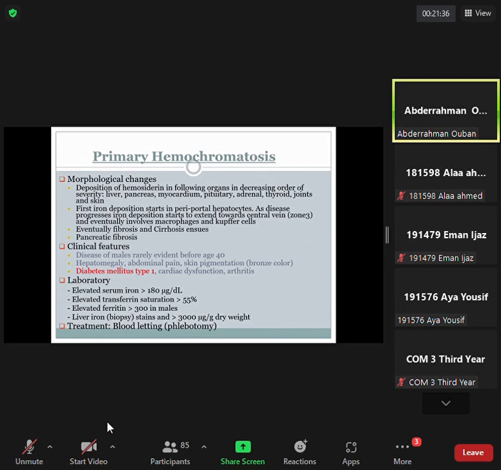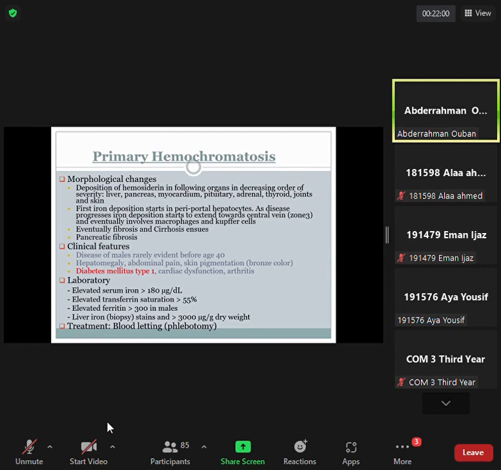What's the treatment? Bloodletting. You take out as much blood. There are people who are dependent on blood transfusion, whereas these patients are going to be dependent on bloodletting. Iron is very toxic to pretty much all organs when it starts to exceed normal amounts, and especially to the liver.